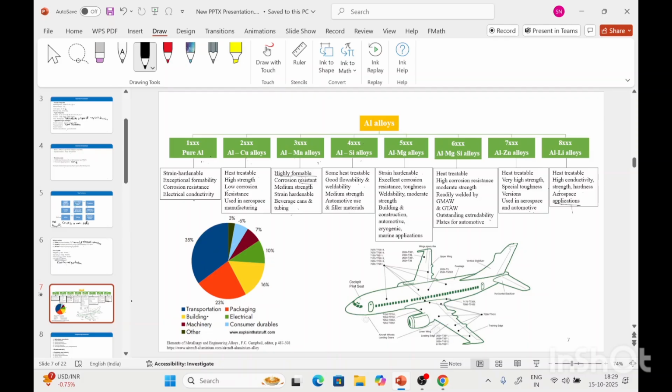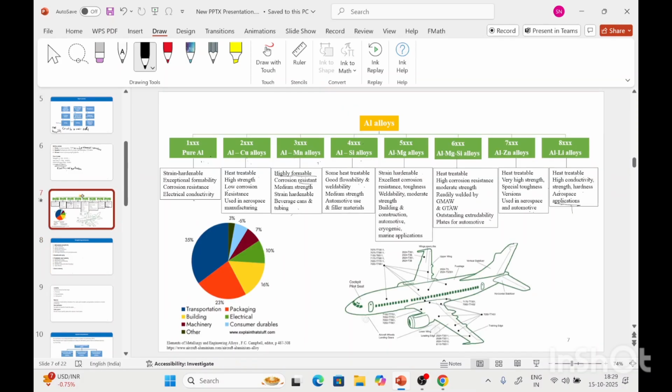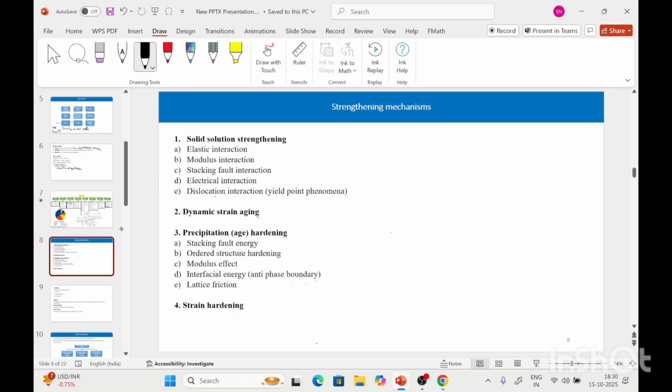So this is the aluminum uses chart, which shows the percentage of aluminum used in different sectors. Generally it is used in transportation because of its low density and high specific strength. Next, after adding these different alloying elements to aluminum, what properties are enhanced and what are the mechanisms which result in the higher strength of these alloys? We will discuss those strengthening mechanisms in aluminum alloys.